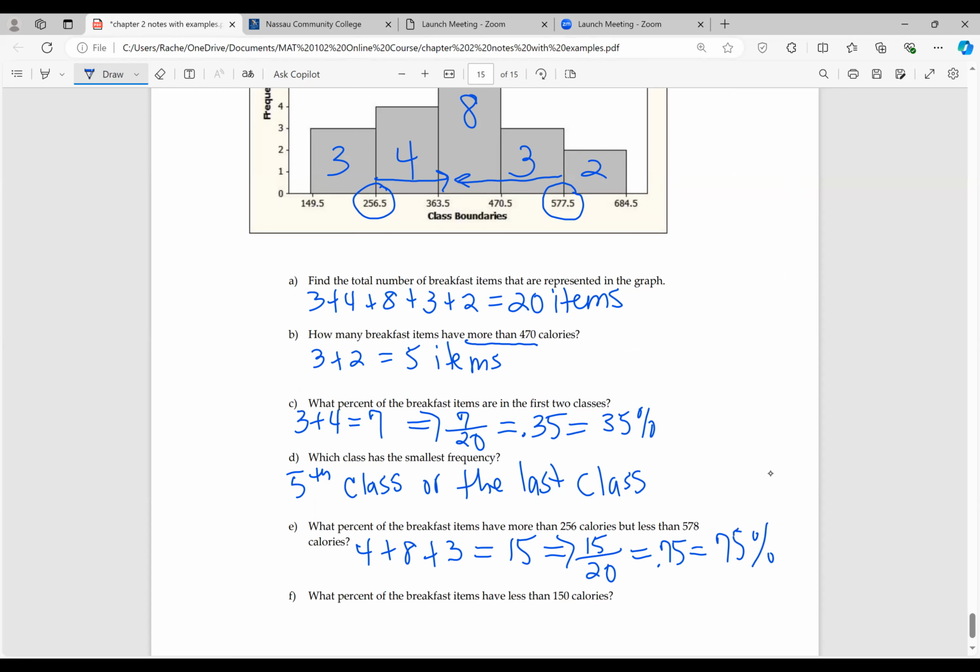And then the last part, F, says, what percent of the breakfast items have less than 150 calories? So this class boundary of 149.5 is the cutoff for 150, but we want less than 150. So we have to look to the left because that's less than. But there's no bars out here, right? There's no frequencies out here. The first bar starts at 149.5 and it gets bigger, so it really starts at 150. So there are no breakfast items that have less than 150 calories, so 0%.